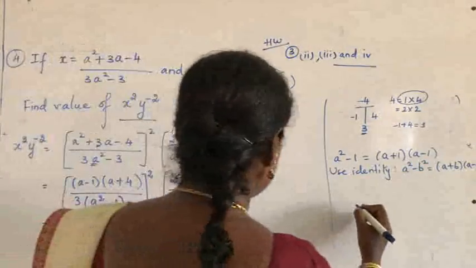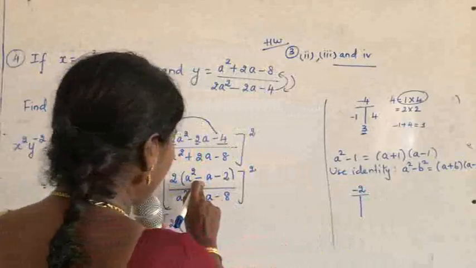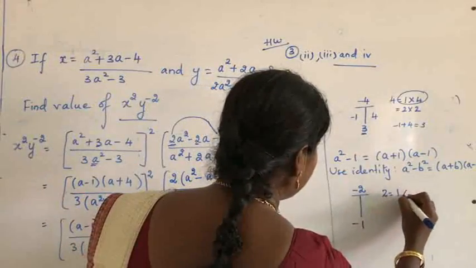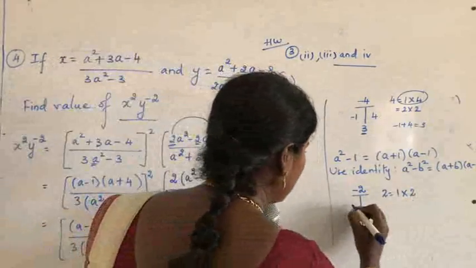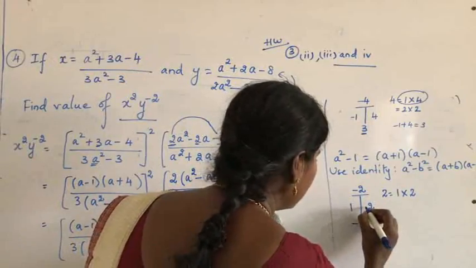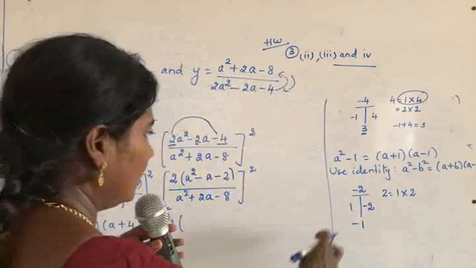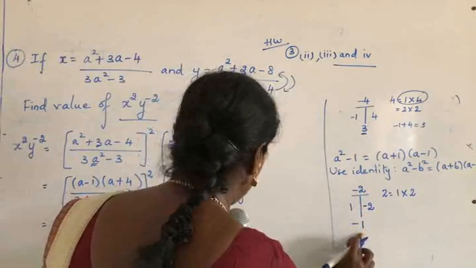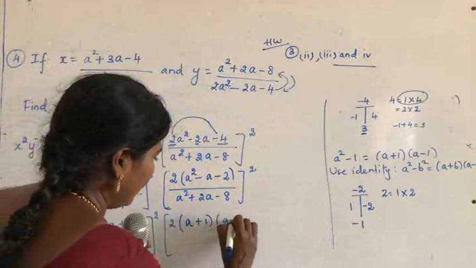Let's see how to factorize this. What is the last constant term? Minus 2. What is the coefficient of the middle term? Minus 1. So how are you going to express 2? 1 into 2. Now we are going to insert the signs. Let's take the numbers 1 and 2. Now the sum is minus 1. That means the sign of the bigger number should be minus. So 1 into minus 2 gives you minus 2, and 1 minus 2 gives you minus 1. So what are the factors? A plus 1, a minus 2.